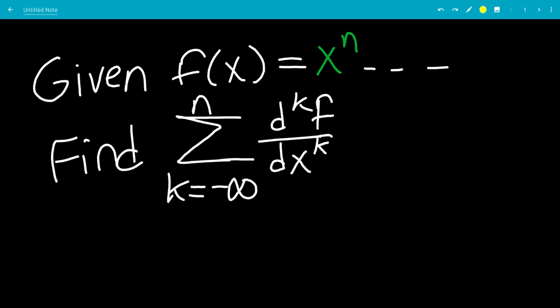In this video, we are going to do a power series question. So we are given that f of x equals x to the n, and we want to find the sum from k equals negative infinity to n of the kth derivative of f of x, written in this form.